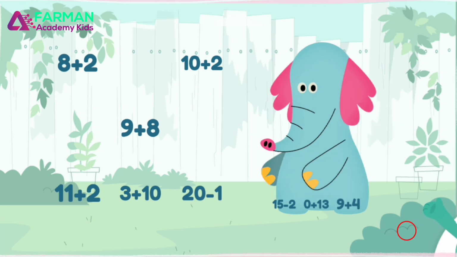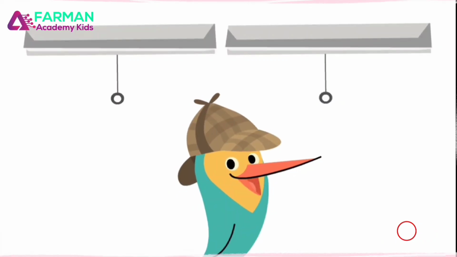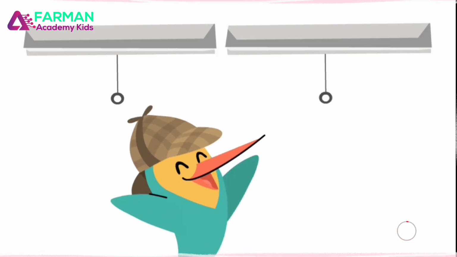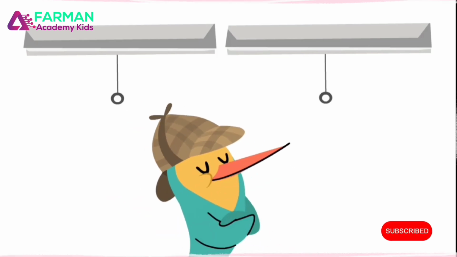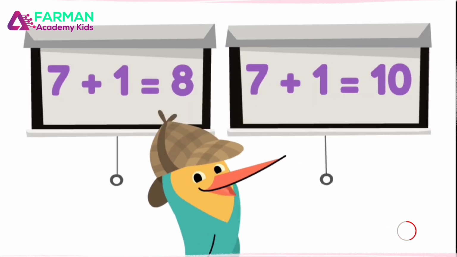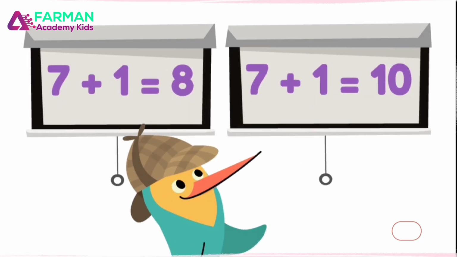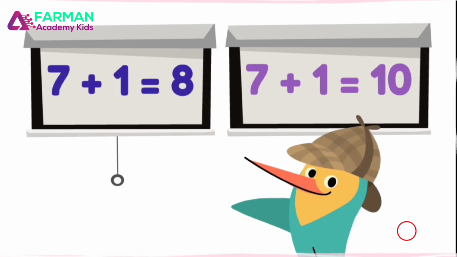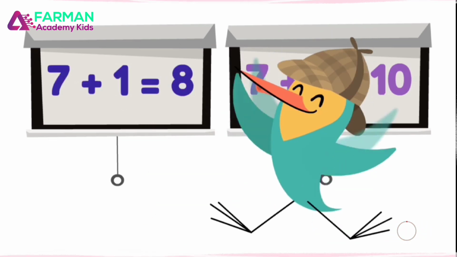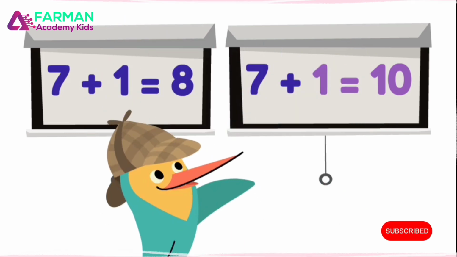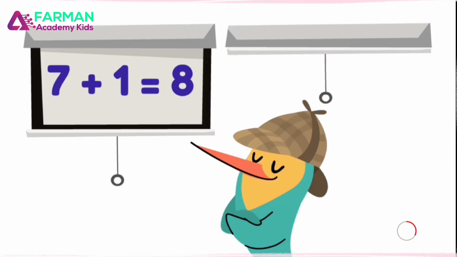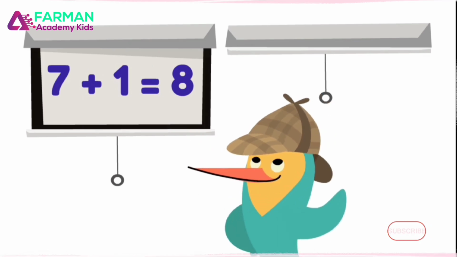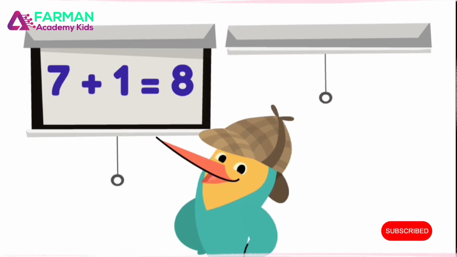You matched them. True means something is right and correct. False means something is wrong and incorrect. Can you spot which one is true and which one is false? 7 plus 1 equals 8. Yes, that's true! 7 plus 1 equals 10. That's not right. We found the one that is false. Good work, detective!